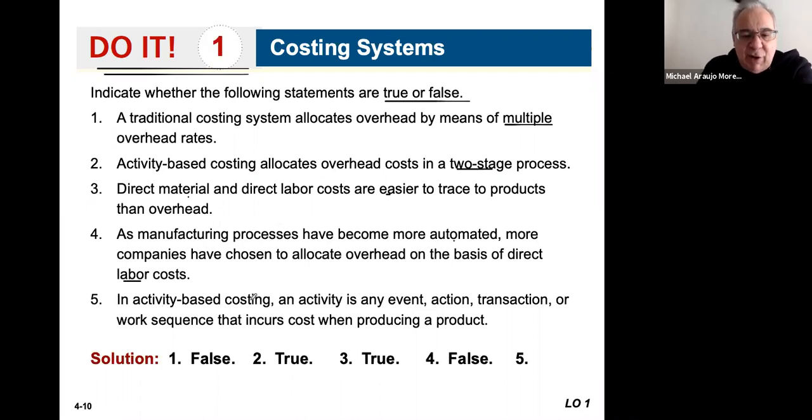In activity-based costing, an activity is an event, action, transaction, or work sequence that occurs when producing a product. Yeah, that's basically the definition. So that's true. And so this is that next step that we're going to be going at here. This is a whole new system. You just were introduced to two traditional costing systems. This one is a little bit more complex. There's a little bit more to it, a lot more numbers to it.